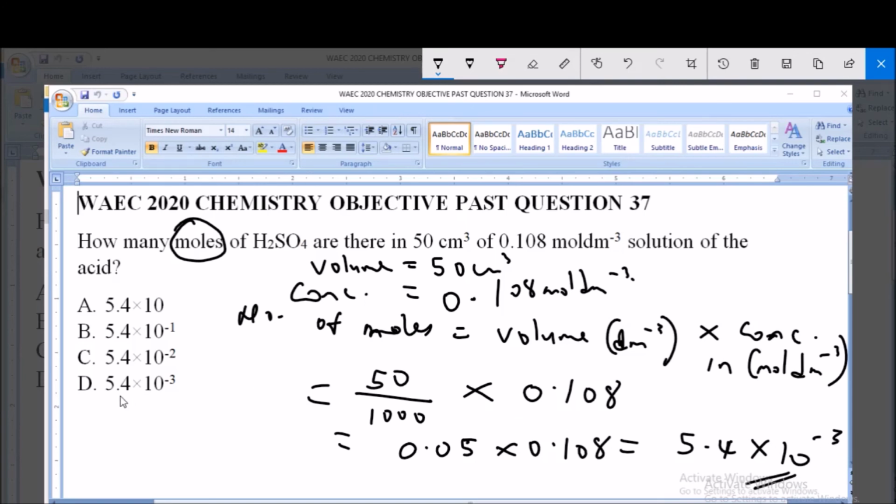5.4 times 10 raised to power minus 3 is option D. So option D is the correct answer to this question.